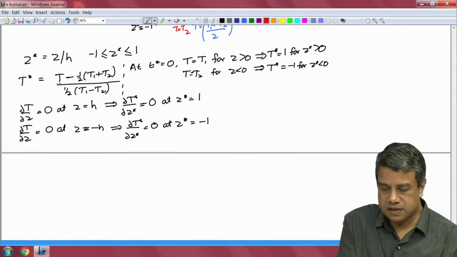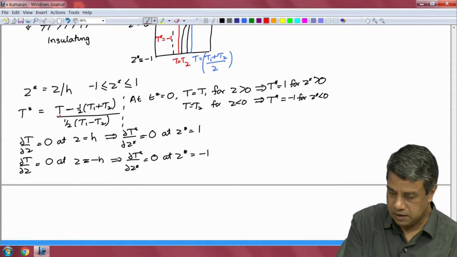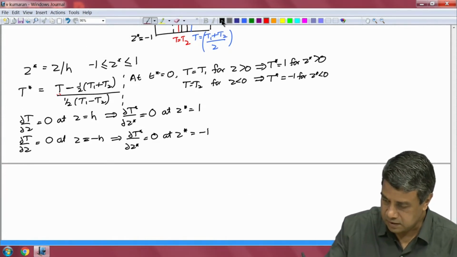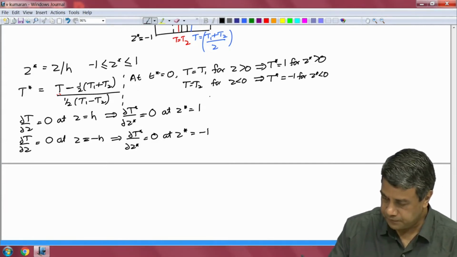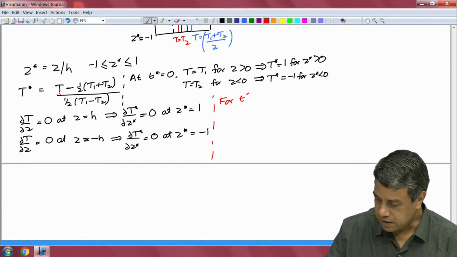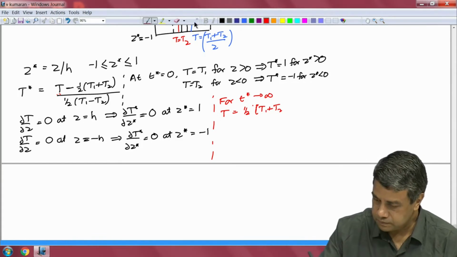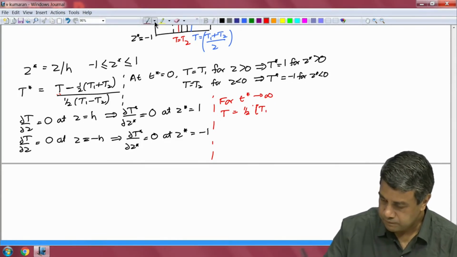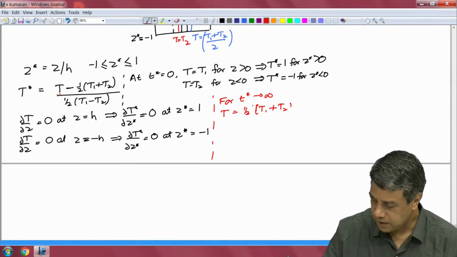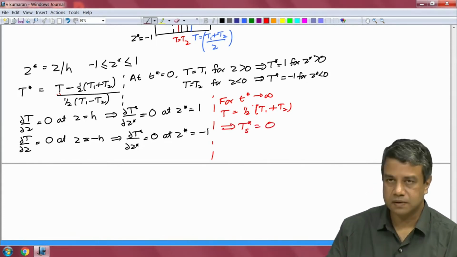Note that in the final state T star is equal to 0 everywhere. In the limit, at steady state, for T star going to infinity, we said that T has to be equal to half of T1 plus T2. This implies that T star steady is equal to 0.